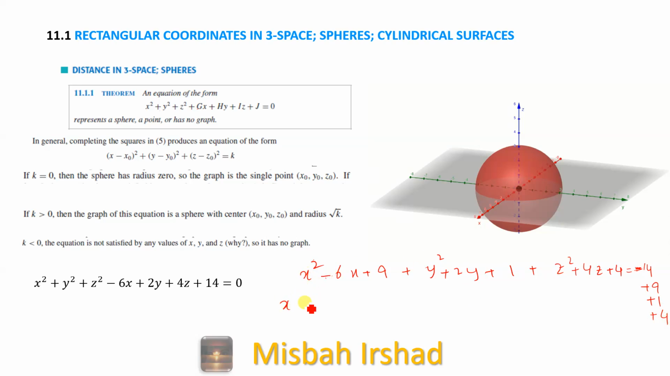So we can write it as (x minus 3) whole squared, (y plus 1) whole squared, (z plus 2) whole squared, and the right hand side becomes 0. Okay, so this is an example of this first type, that this represents only a point, with the center 3, negative 1, negative 2. So this represents the point 3, negative 1, negative 2.